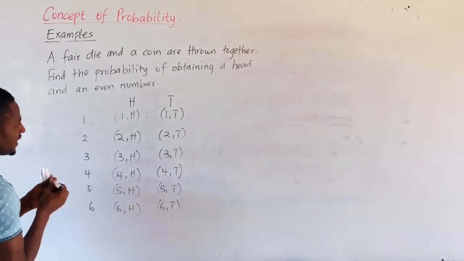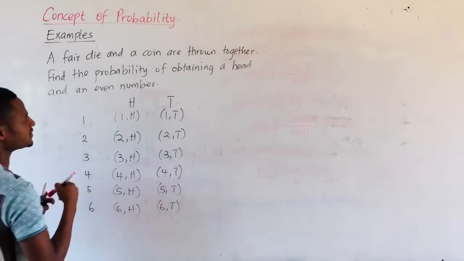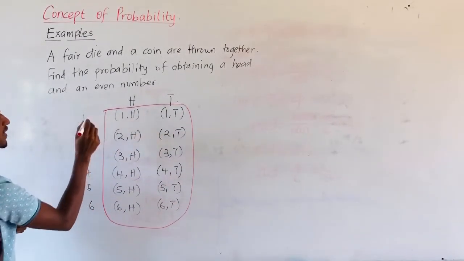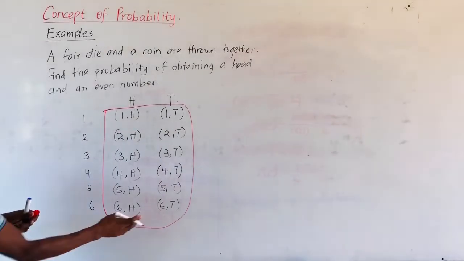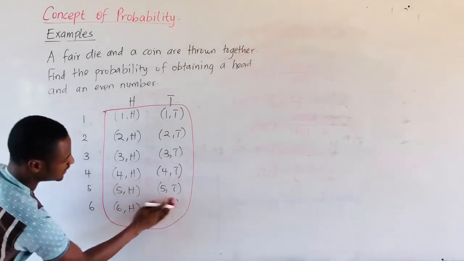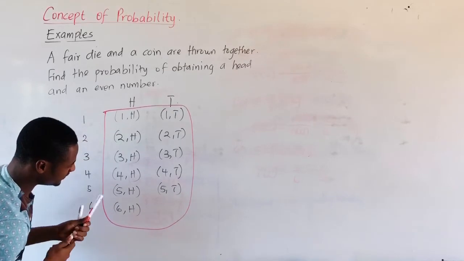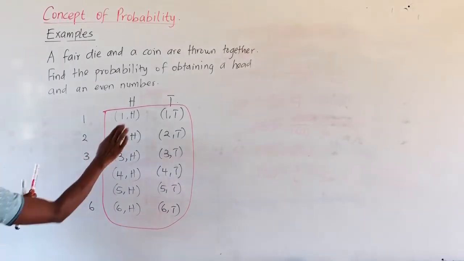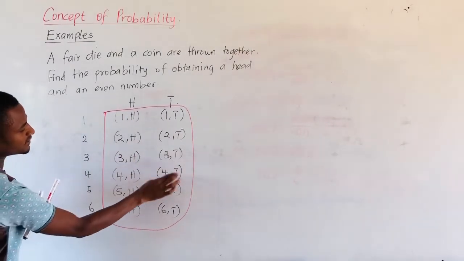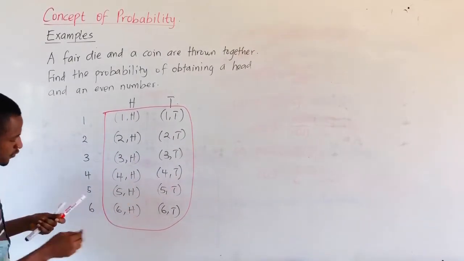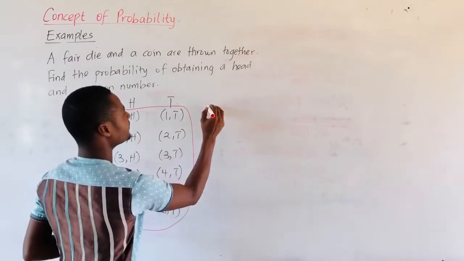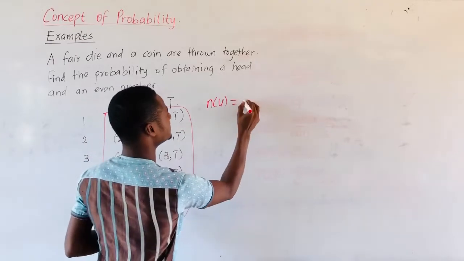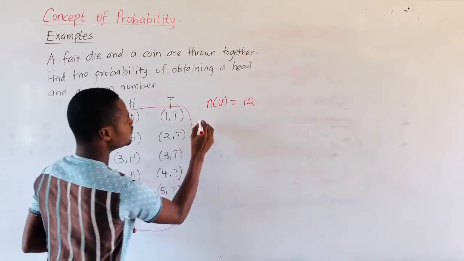So this becomes our sample space, the set of all possible outcomes. And you know there are two outcomes at a time. So this is our sample space. And the number of elements in our sample space is 1, 2, 3, 4, 5, 6, 7, 8, 9, 10, 11, 12. So we will say that n of U, which is the number of elements in our sample space, is 12. Let's go to the event.